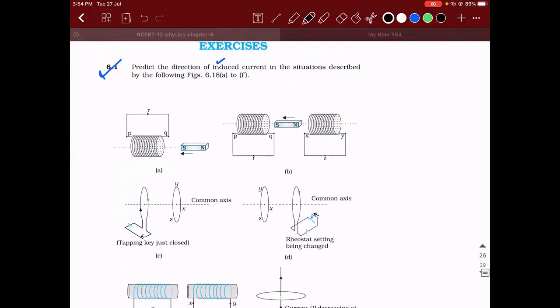Try these problems. Predict the direction of induced current in the following situations. First one. South pole is moving towards the coil. So what pole will get generated? South pole will get generated. South pole means current will be in the clockwise direction. So clockwise means observe.